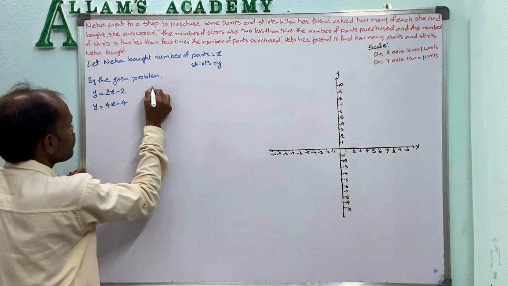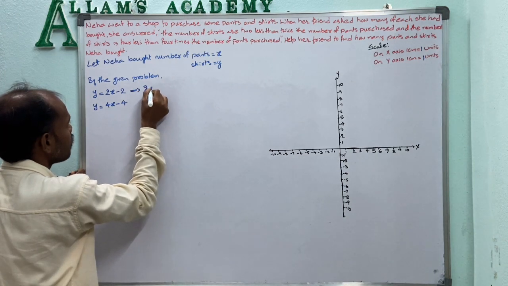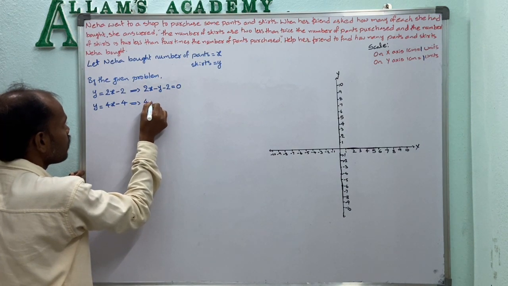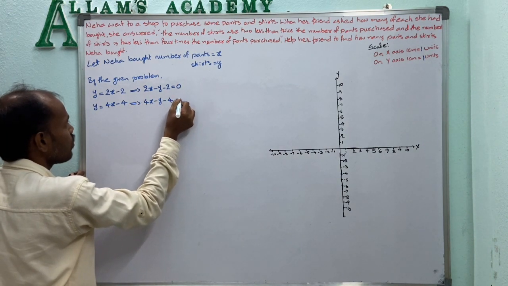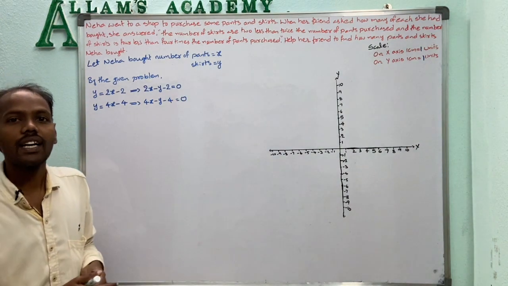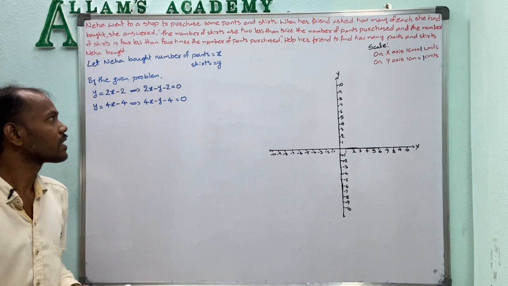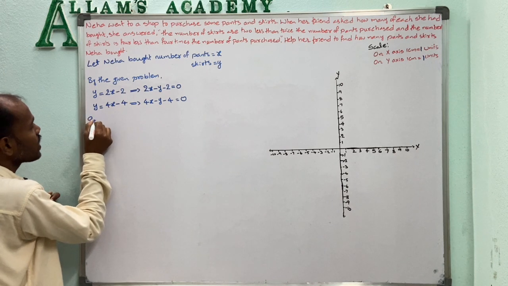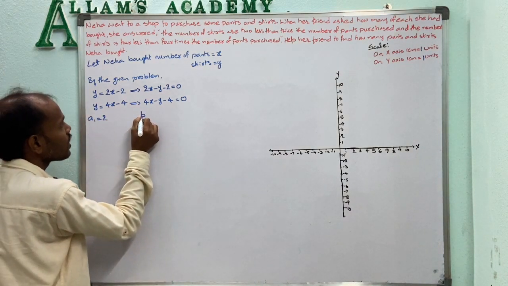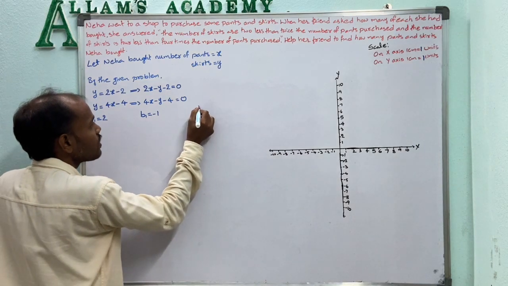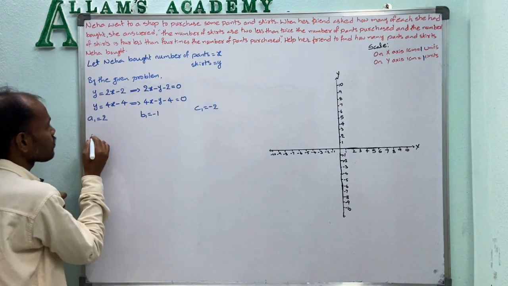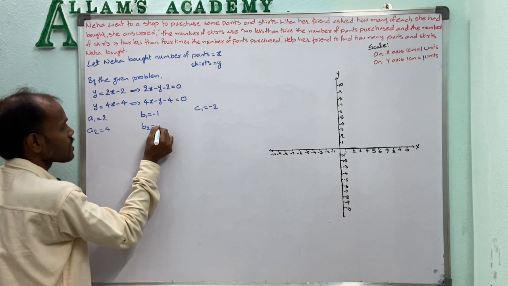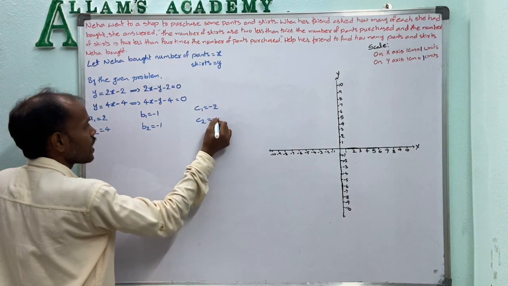Now we want to write these two equations in the general form. The first one is 2x minus y minus 2 equal to 0, and the second equation is 4x minus y minus 4 equal to 0. Now comparing the ratios of the coefficients of x, y and the constant terms: a1 equals 2, b1 equals minus 1, c1 equals minus 2, a2 equals 4, b2 equals minus 1, c2 equals minus 4.